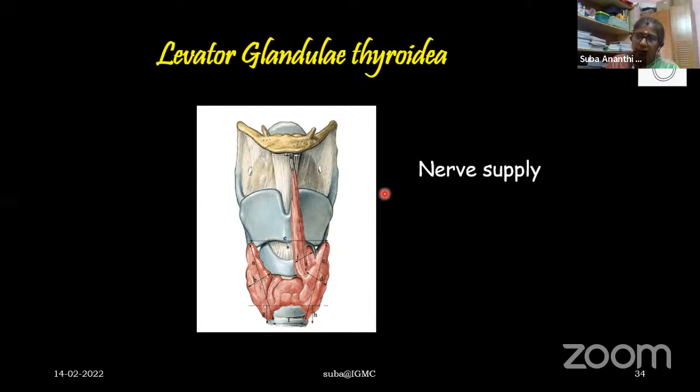If the Levator glandulae thyroidae is present, depending upon the position, if it is present medially, it is supplied by the nerve which supplies the cricothyroid. The nerve that supplies the cricothyroid is the external laryngeal nerve. So if it is present medially, the external laryngeal nerve supplies it. If it is present somewhat laterally, it is supplied by the ansa cervicalis, which supplies the strap muscles.